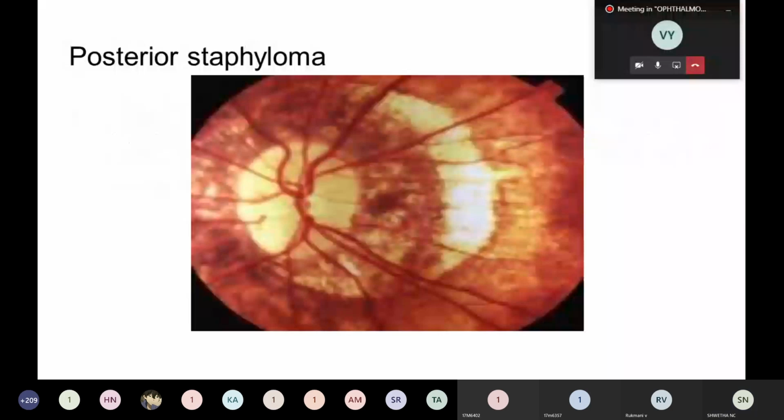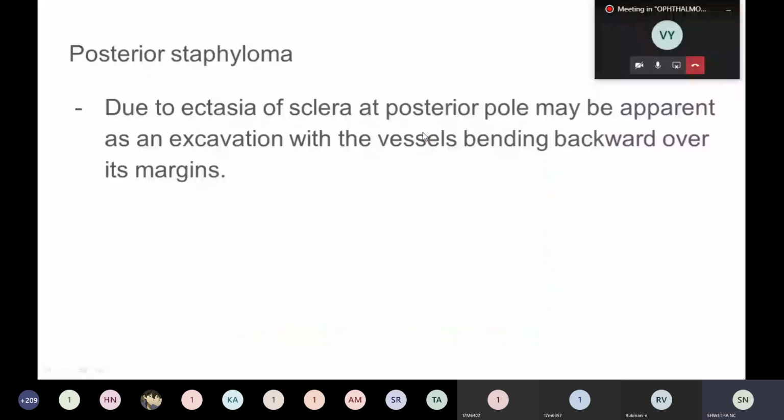This is a typical picture. You can see the posterior staphyloma, mainly due to ectasia of the posterior part of the sclera. You can see an excavation, and how the vessels are bending backwards over its margins. You can make out the vessels are running above this.